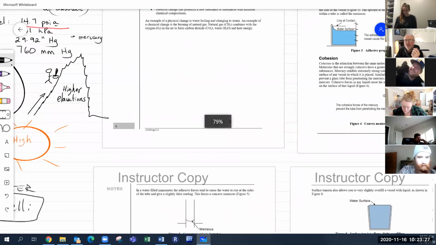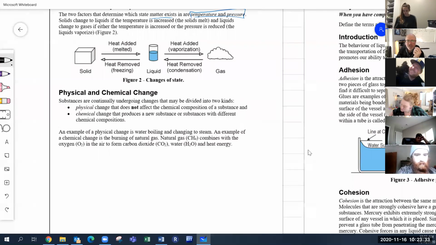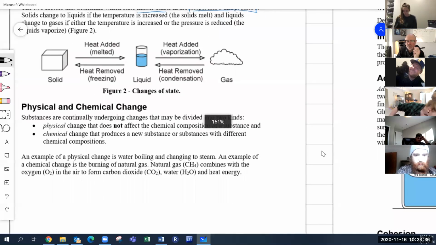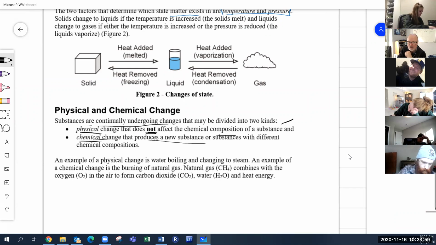So let's go into, where are we here? Our next part. We're talking about chemical and physical changes in substances. Okay, so we know substances are continually undergoing changes, and there's two kinds. There's a physical change and a chemical change. So a physical change does not affect the chemical composition. A chemical change produces a new substance or something with a different chemical composition. So they give you some examples down here of what that is.